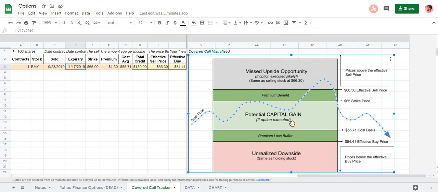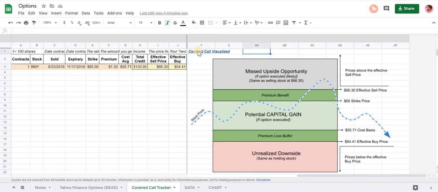That makes it pretty clear what the risks are. If it goes past your strike, you don't necessarily lose a lot of money. You just lose the opportunity to sell at that price. The only time you'd really be losing is if it goes below your cost basis, or really your effective buy price. That's when you'd be losing money. But if you're long the stock, it'd be the same as just holding the stock. Because you sold the contract and got the premium, you've in a sense lowered your cost basis by the amount of the premium. So hopefully that helps explain it in a little more detail.